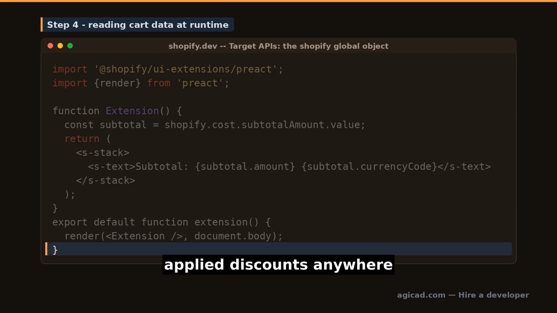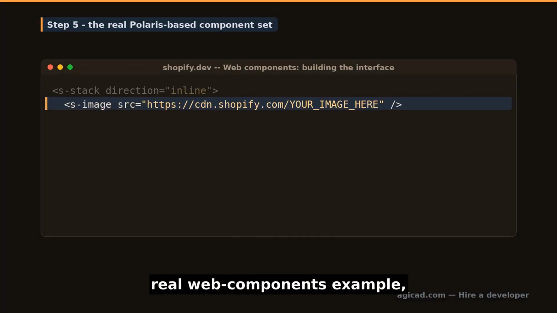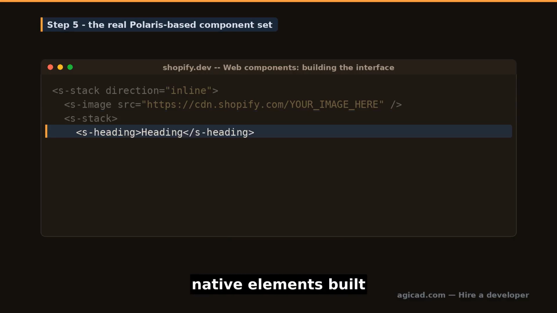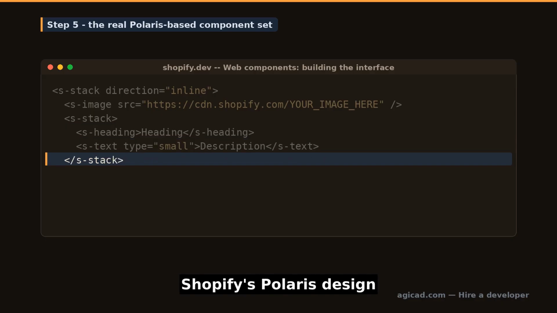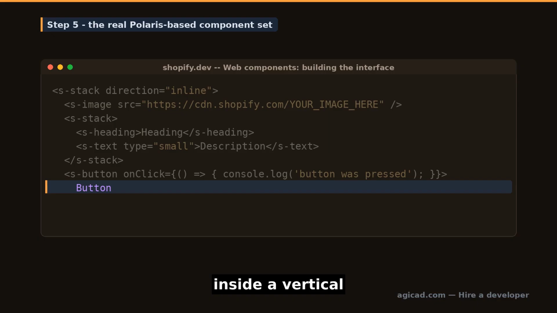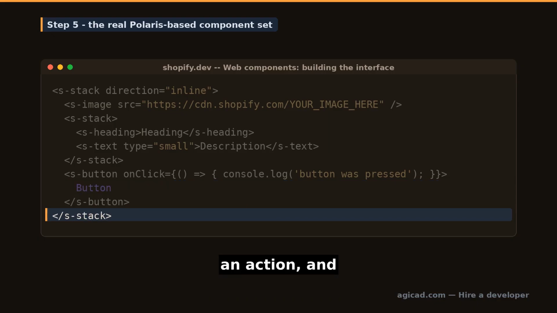This is the real web components example, unedited. Stack, image, heading, text, button. These are native elements built on Remote DOM, Shopify's own cross-platform UI library, and they automatically match Shopify's Polaris design language rather than needing custom CSS. Nesting an inline stack inside a vertical one is the real, idiomatic way to lay out an image next to a text block next to an action, and it's the same handful of primitives behind almost every checkout extension you've ever seen.